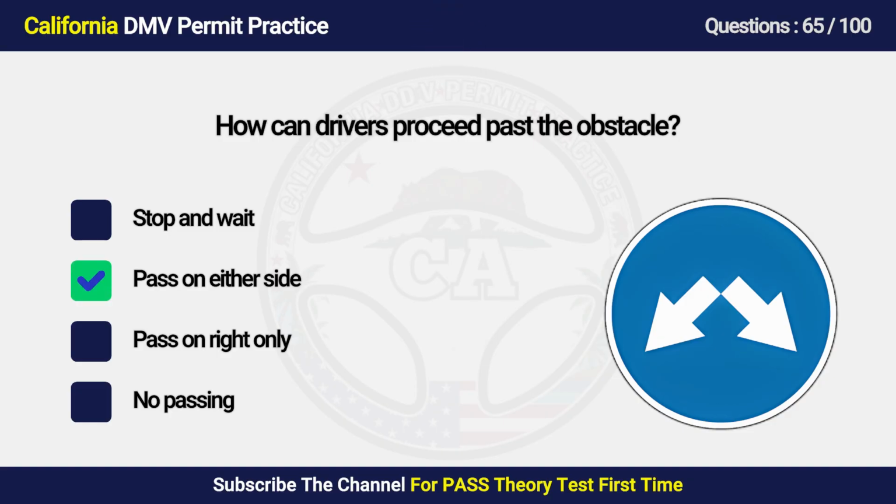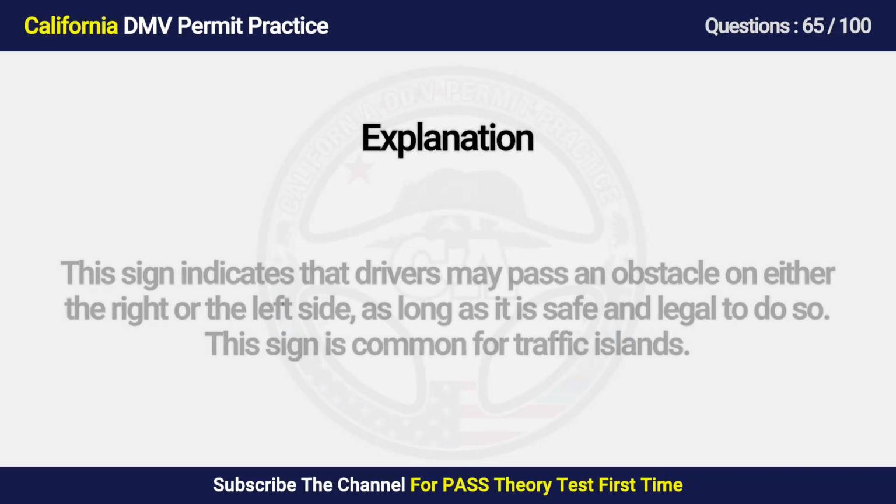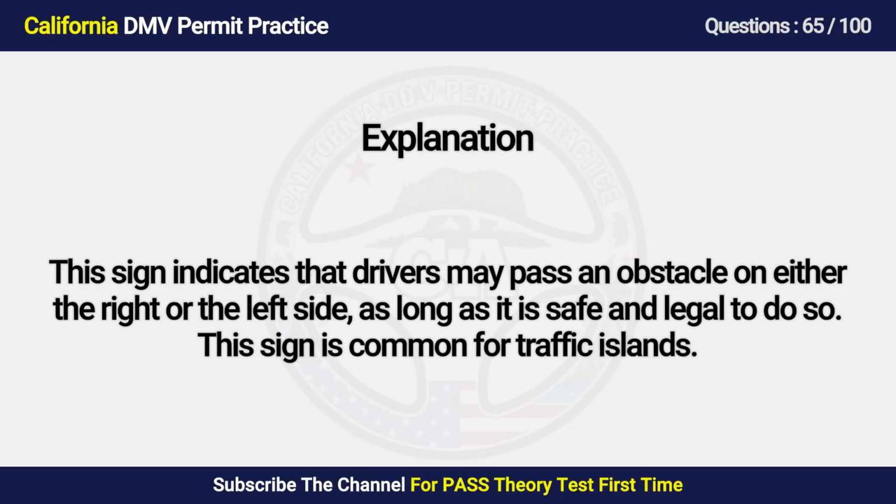Answer is B. Pass on either side. This sign indicates that drivers may pass an obstacle on either the right or the left side, as long as it is safe and legal to do so. This sign is common for traffic islands.